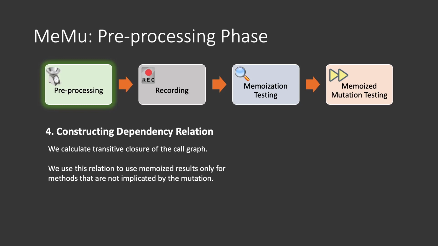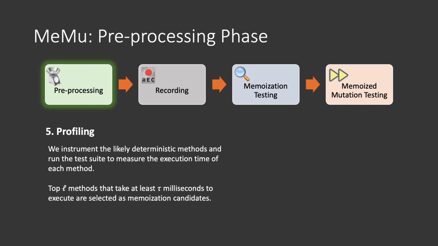Another important ingredient of memoized mutation testing is the dependency relation, which is essentially the transitive closure of the call graph. We use the dependency relation to figure out which methods might be implicated by a certain mutation. If a method is implicated by some mutation, we should not memoize it, as by doing so, we will cover up the mutation. We don't want to memoize each and every method in the program. We want to memoize only the expensive methods.